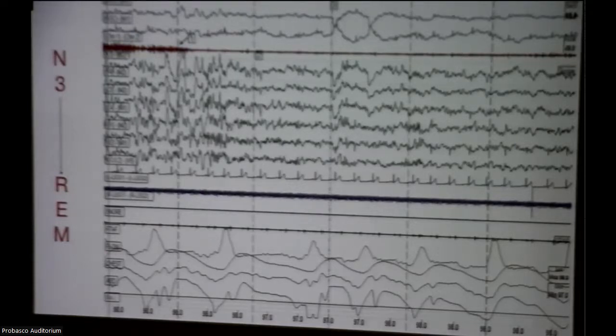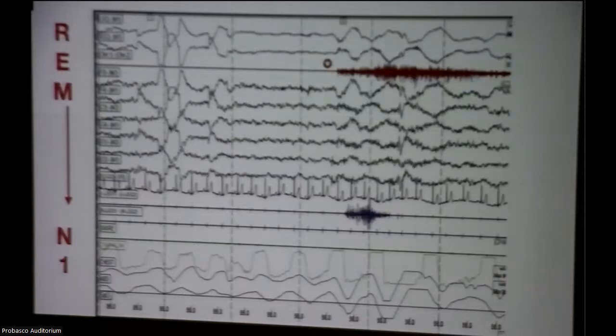You see the rapid eye movements where the number three is, and you see where number one is that there's a change in EMG tone. And that's actually an essential criterion of REM sleep, that you have to see that REM atonia in order to diagnose it. And again, loss of that REM atonia is pathophysiologically important.